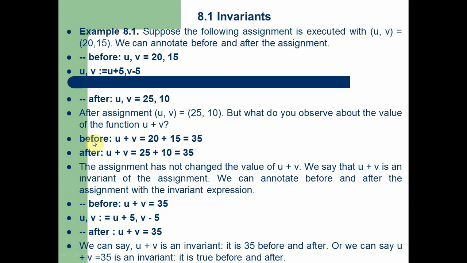that is 35. So before execution, the value of U is 20, the value of V is 15, so 20 plus 15 is 35. After executing the statement, the value of U is 25, the value of V is 10, so 25 plus 10, again 35. So here we can say U plus V is an invariant. It is 35 before and after. So this is the simple example for understanding the concept of invariant. Invariant is the property of any variable which remains unchanged.